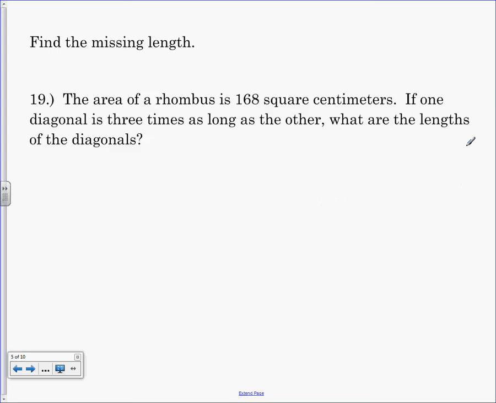Okay. Find the missing length. The area of a rhombus is 168 square centimeters. If one diagonal is 3 times as long as the other, what are the lengths of the diagonals? Let's read it again. Area of a rhombus. Area equals what? 1/2 diameter 1, diameter 2. That's where I'm going to start. The area of a rhombus, check, is 168 square centimeters. Where would that go? Yeah, in the A position, right?